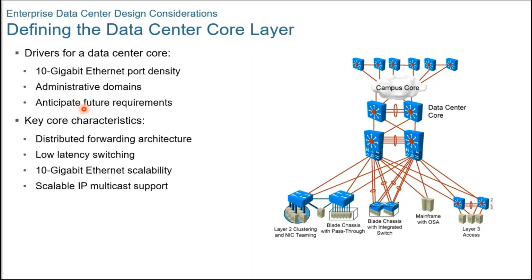The data center typically connects to the campus core using Layer 3 links. The data center network addresses are summarized into the campus core, and the campus core injects a default route into the data center network. Key data center core layer characteristics include the following: distributed forwarding architecture, low latency switching, 10 Gigabit Ethernet scalability, and scalable IP multicast support.